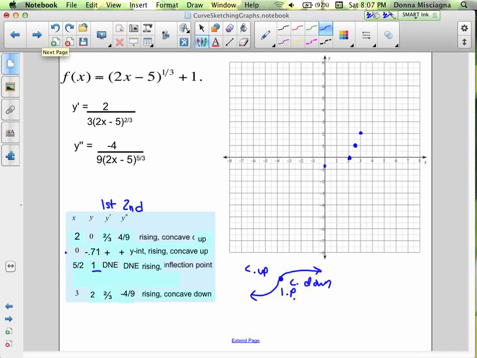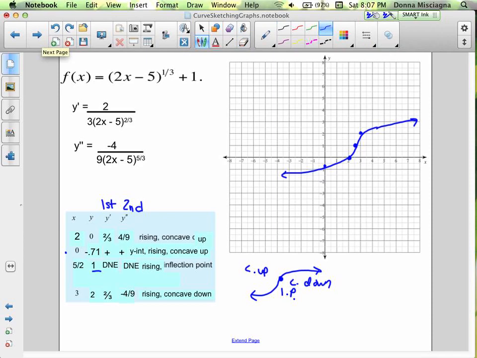All right, so concave up, rising, rising, change, concave down. Whoops, a little too down. It's supposed to be still rising. Still rising, but concave down. There we go, that looks pretty good.